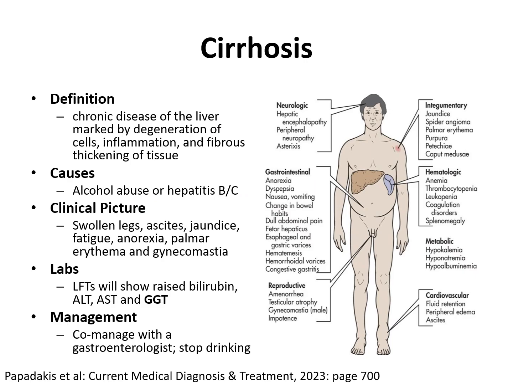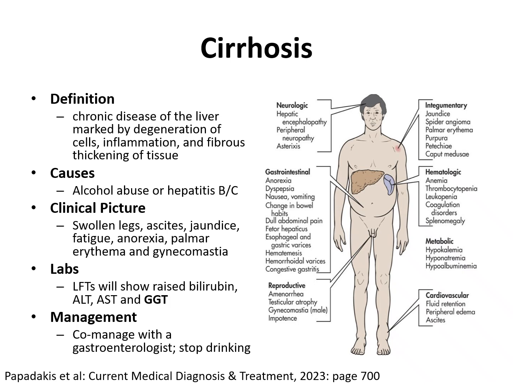So the first cause of hypoalbuminemia is cirrhosis. Cirrhosis is defined as chronic disease of the liver marked by degeneration of cells, inflammation, and fibrous thickening of tissue. Now, if you look at all of that, you can see that from this definition, cirrhosis is a pathological diagnosis.